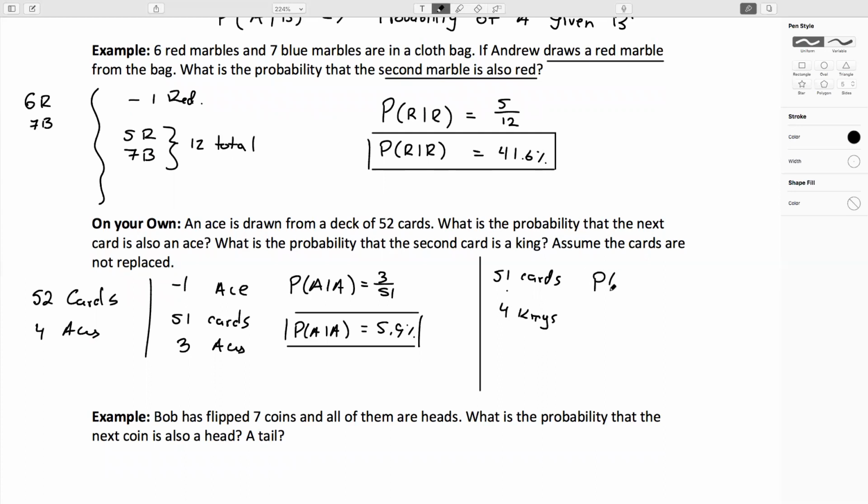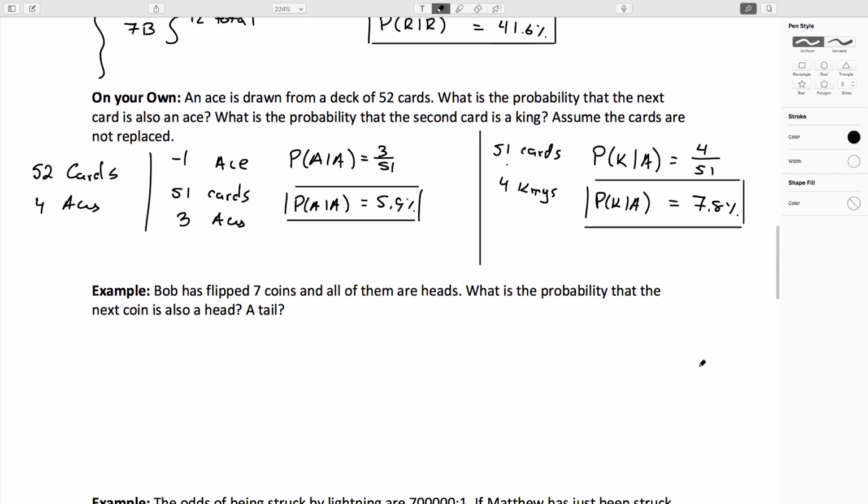The probability of king, given an ace has already been drawn, is going to be 4 over 51, which is about 8%, 7.8%. So it's kind of a finicky type of problem because you really have to be cautious setting things up. If I had picked 52 here, we would have ended up with the same probability as we originally had, which would not be our conditional probability.